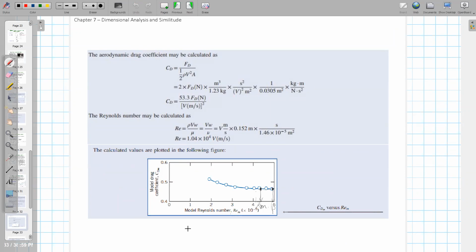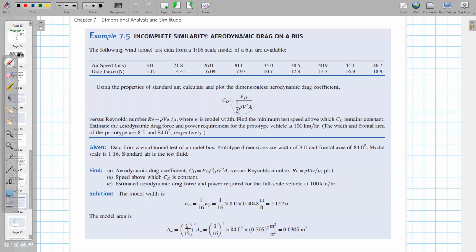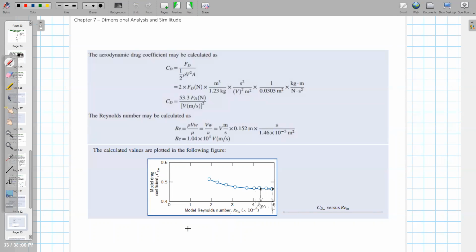Okay, so this is one example problem to show you that. I won't go through the details of the example, and if you want to, you can try to read it yourself. All right.